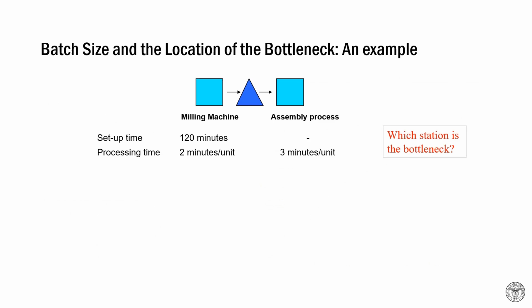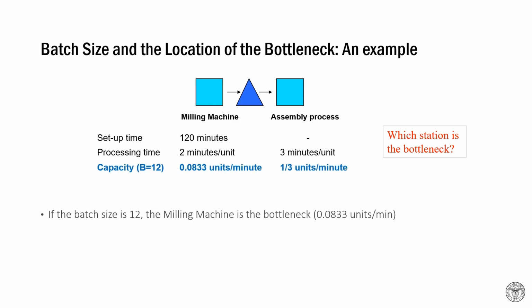We are now examining a practical example of an assembly system that involves a mini machine and an assembly process. Our assembly system is comprised of two main stages. The first stage involves the use of a mini machine, which requires a 120 minutes setup time. The second stage is the assembly process, which has no setup time.